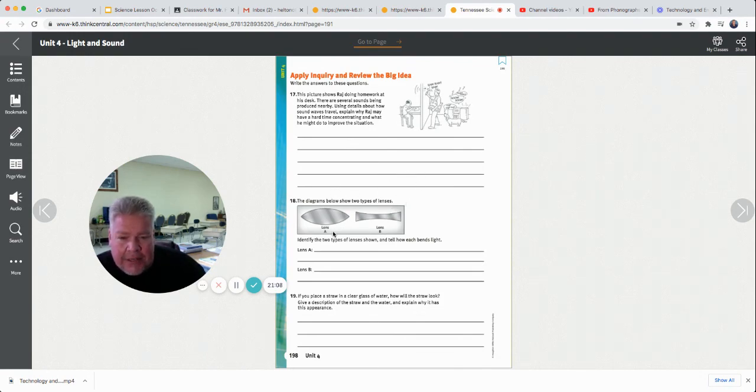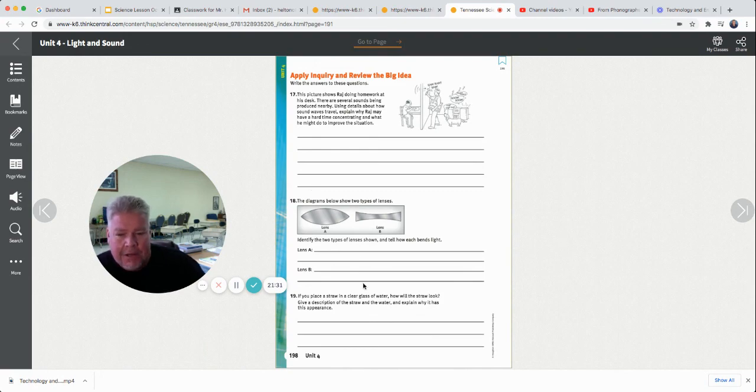The other type of lens is lens A. It's called a convex lens. It's fat on the outside. And the light comes in and it's directed to a focal point. It bends light or turns light inward. So the concave lens spreads light outward and the convex lens spreads light inward.